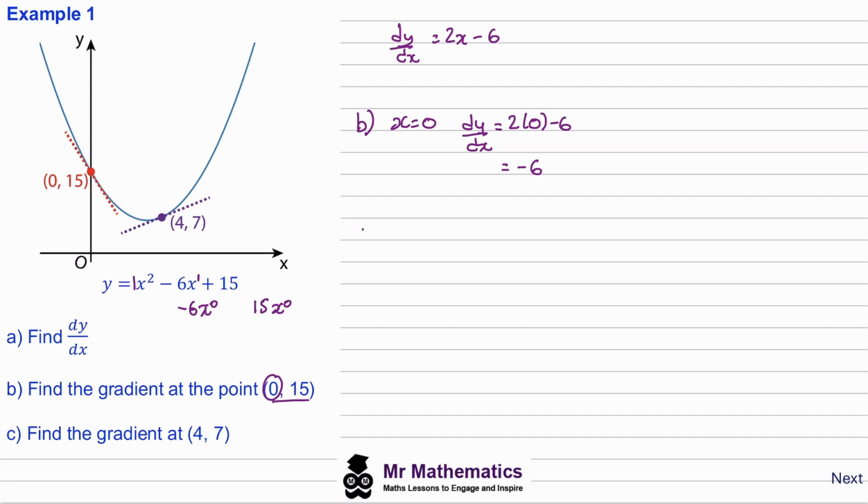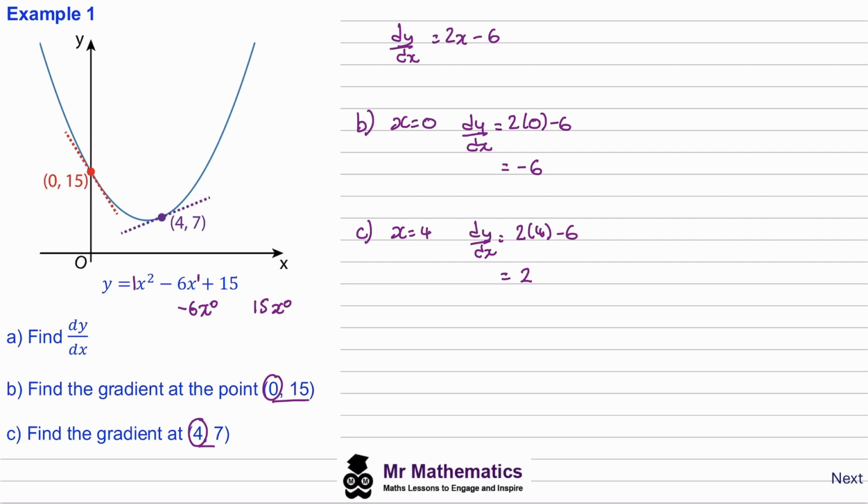And then for part C, find the gradient at the point 4, 7. Well, this is when x equals 4. So we'll substitute in x equals 4 to dy by dx. We'll get 2 lots of 4 minus the 6. So 8 minus 6 will give us a gradient of positive 2. And you can see that when x is 4, the gradient is positive here.